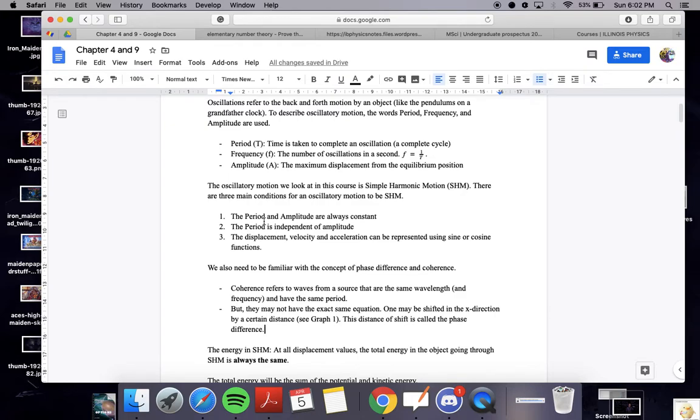Whenever we're describing oscillatory motion, there are three main words that we make use of. They are period, frequency, and amplitude. So now let's go into each one of them. Period is the time taken to complete a full oscillation.